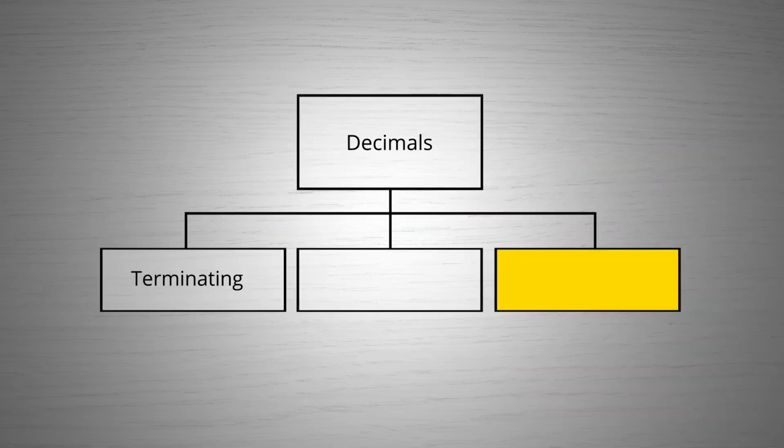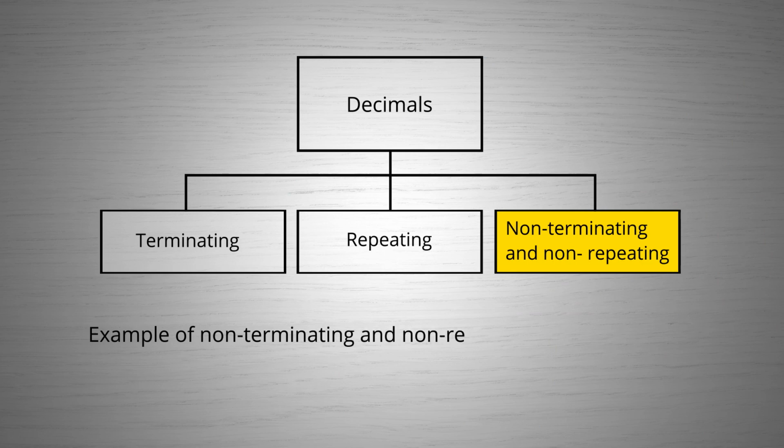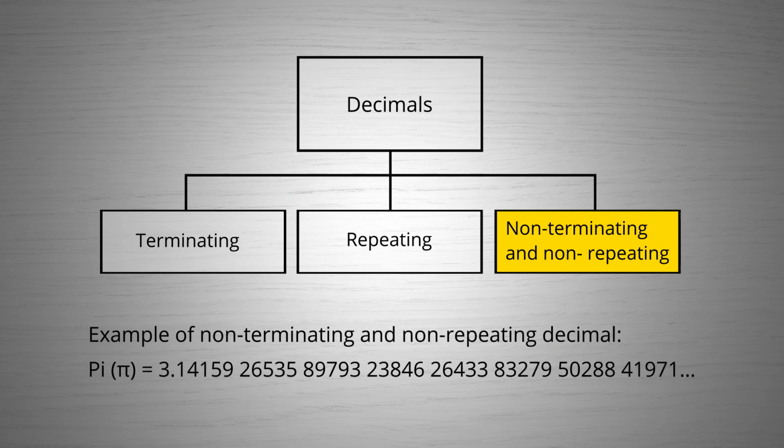Note that apart from terminating and repeating decimals, there is a third category called non-terminating and non-repeating decimals. An example of a non-terminating and non-repeating decimal is the value of pi. So, now you know about 3 types of decimals.